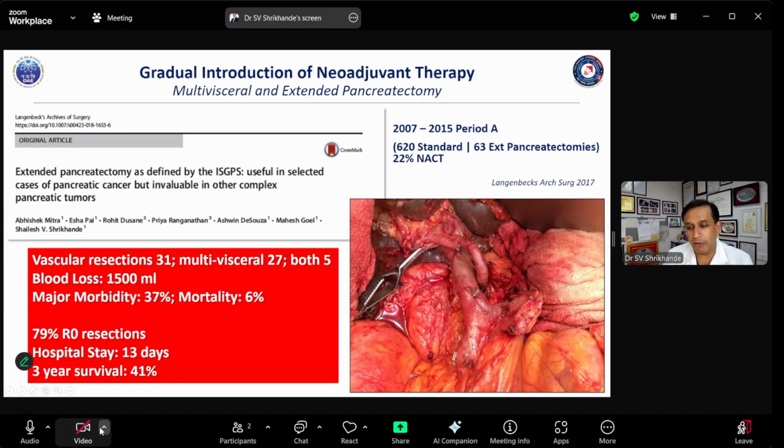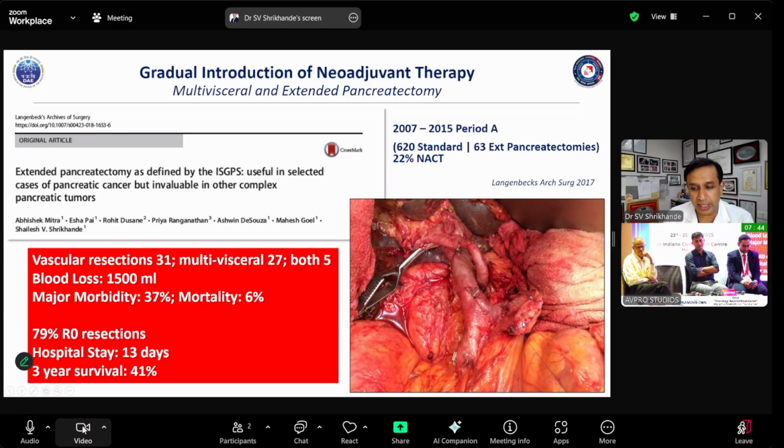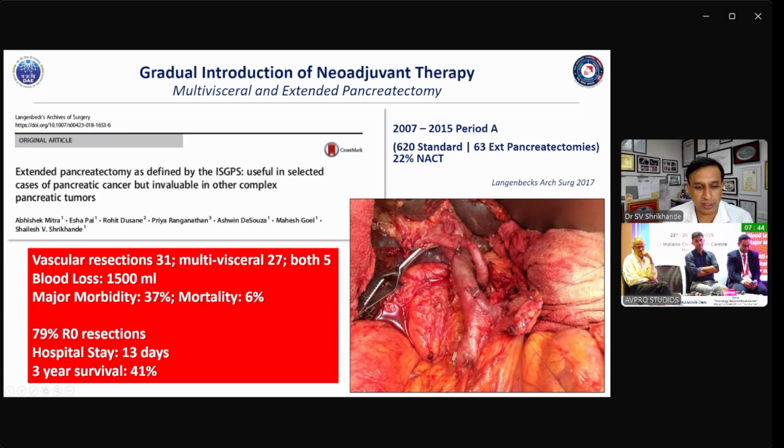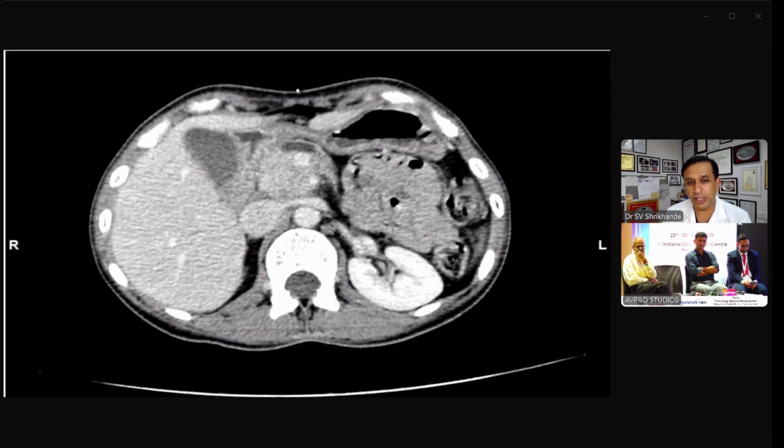There was no portal vein involvement. There was no pancreatic involvement. So this was just a standard Whipple with a hepatic artery resection. Mortality is higher, but you have a 3-year survival of a little over 40%. But you can see that we do standard Whipples 620 and extended Whipple 63 from 2007 to 2015.